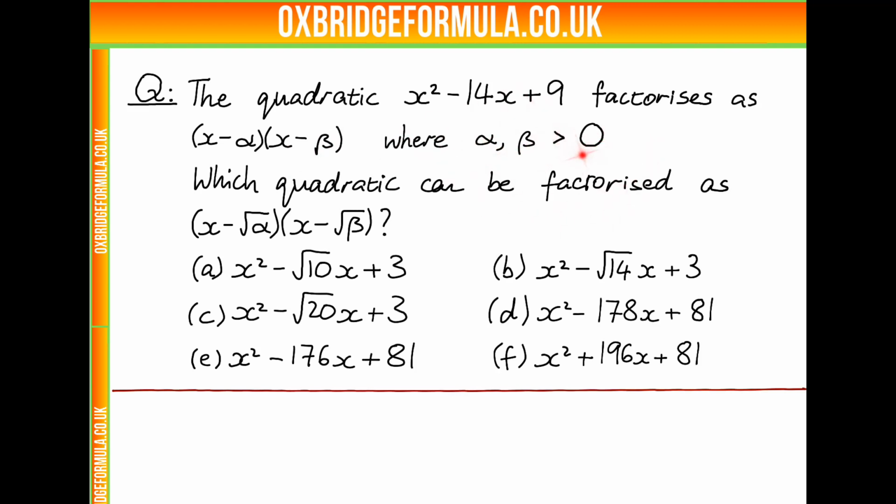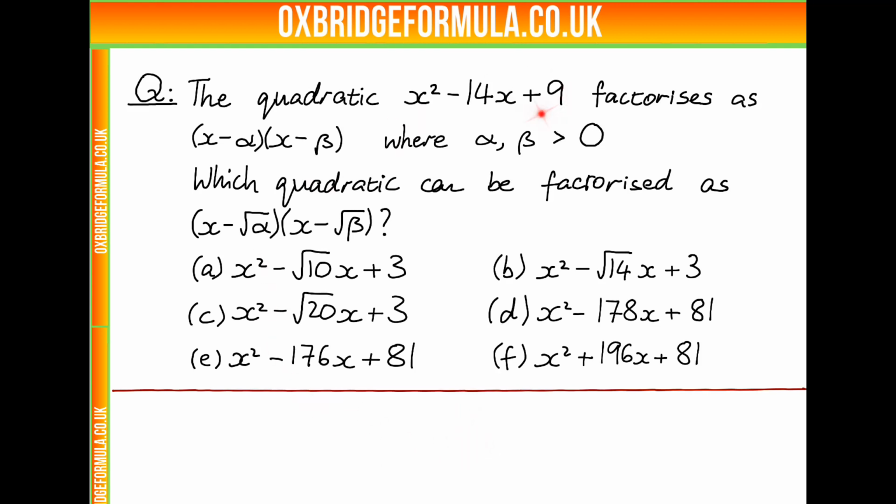Using this information, we are asked which quadratic can therefore be factorised as (x minus the square root of alpha)(x minus the square root of beta), and we are given 6 different possibilities. Pause the video here, read through the possibilities, and have a go at answering this question for yourself.